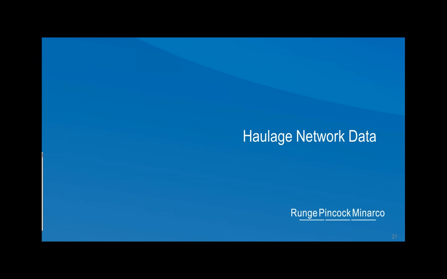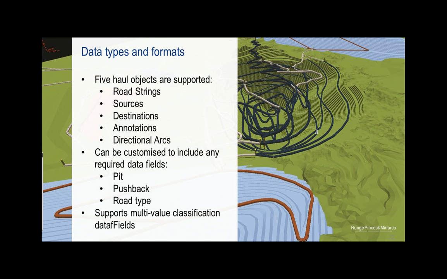So the haulage network data that's required, 5 haul objects are supported, and these come directly from your design packages. So road strings, sources, destinations, annotations, and of course directional arcs. And of course these can all be customized to include any required data fields. So depending on how your schedule is set up or how you want to analyze your data, you can name it via pit, pushback, road type, or any other data field you wish to include. And it supports multi-value classification data fields as well.